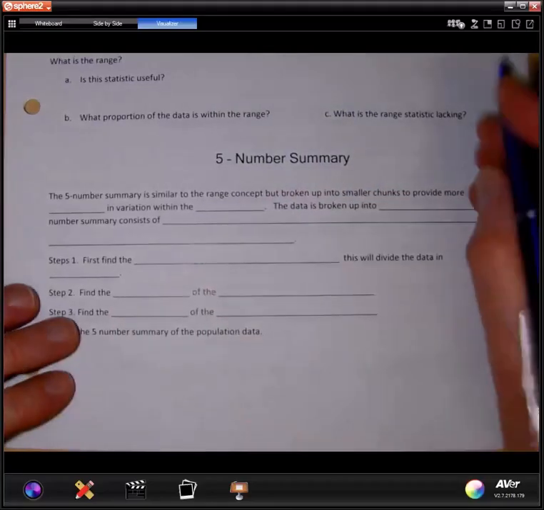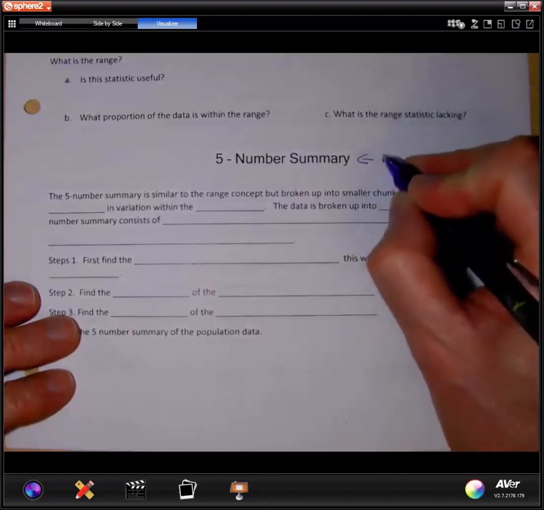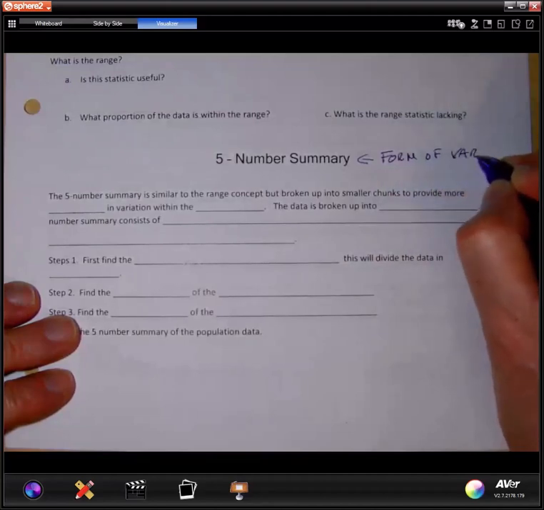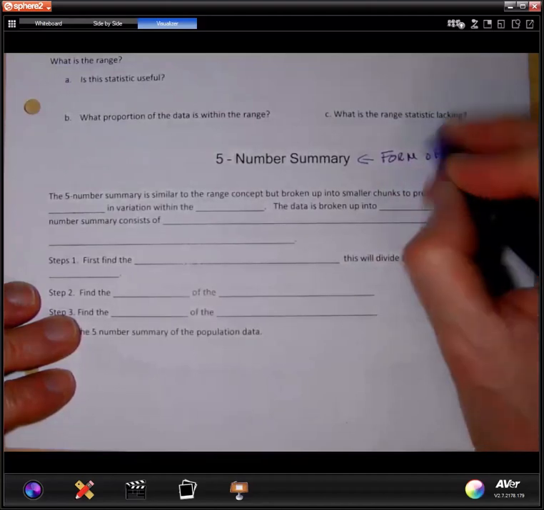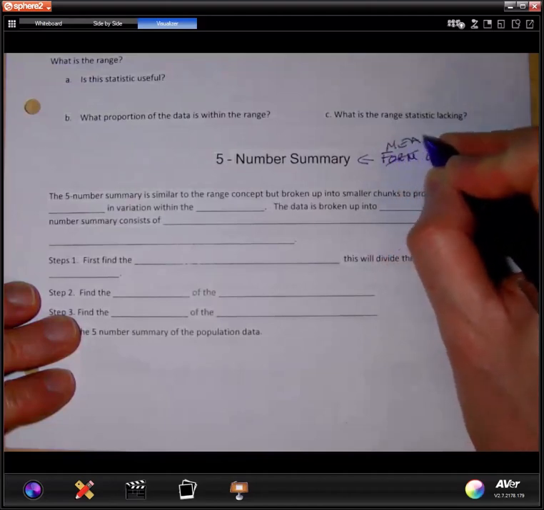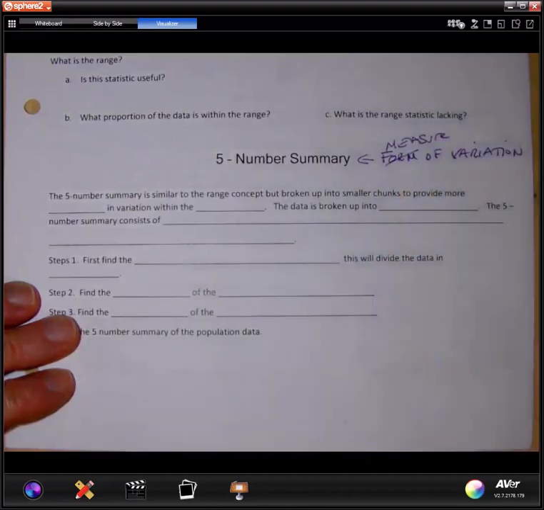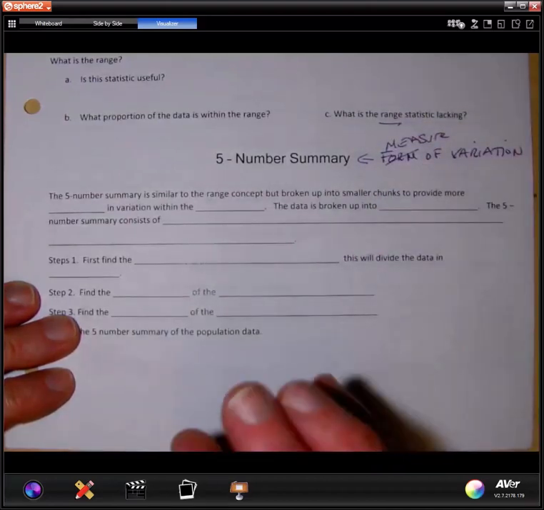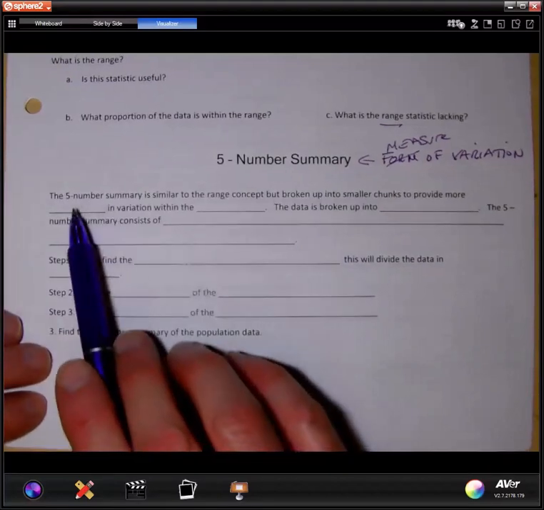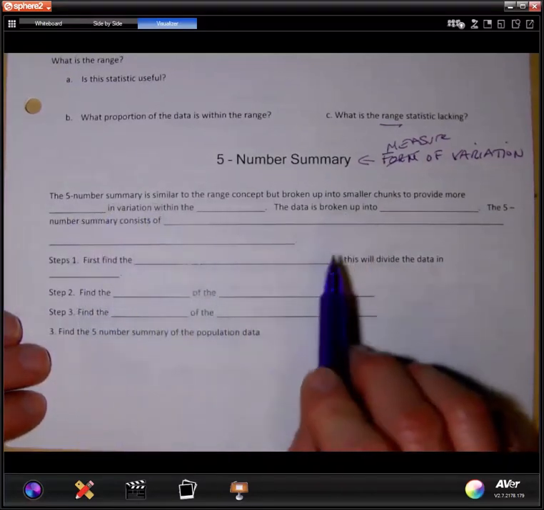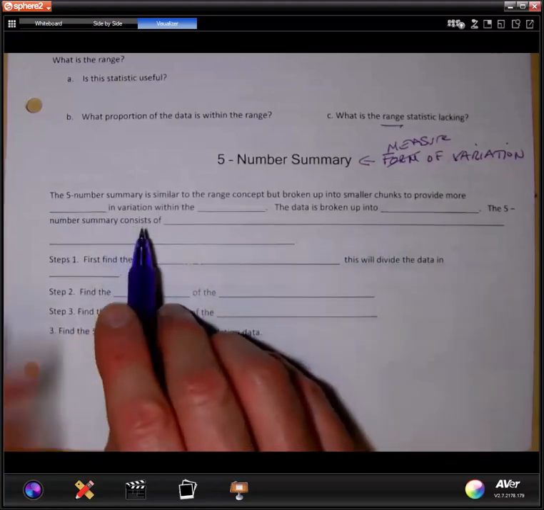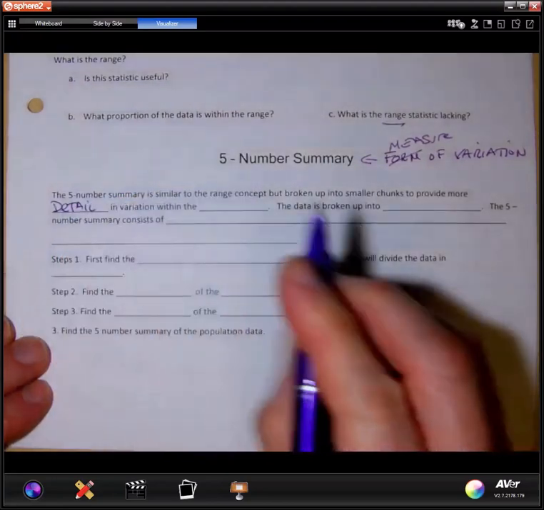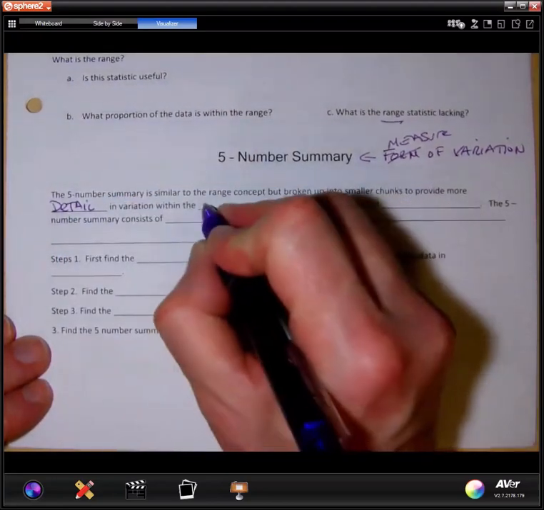5-number summary. Well, this is another form of variation, or measure, I should say, of variation. So how does this work? Well, we're just going to borrow the concept of the range and make it smaller, in a sense. So the 5-number summary is similar to the range concept, but broken up into smaller chunks to provide more what? Detail and variation within the range.